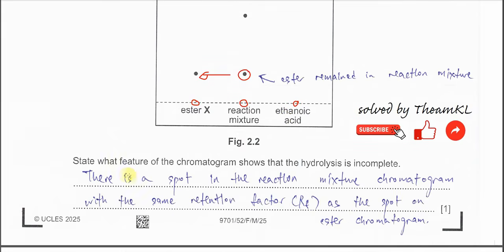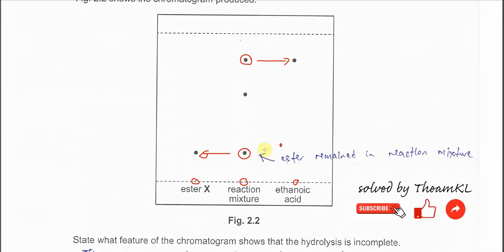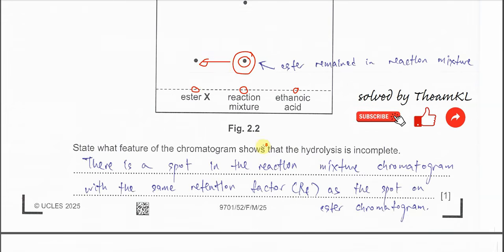Now the question asks: state what feature on the chromatogram shows the hydrolysis is incomplete. Hydrolysis incomplete means ester is still there. So in this chromatogram, because of this spot in the reaction mixture which has a similar retention factor to the ester, we know that it is incomplete. That's how you relate them.